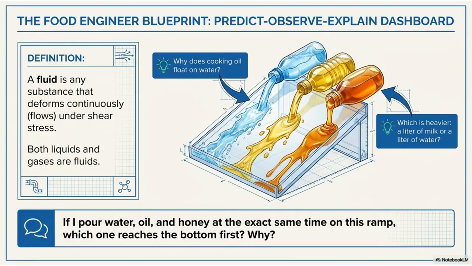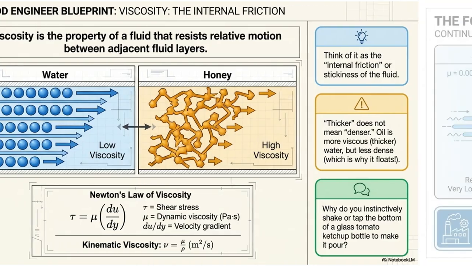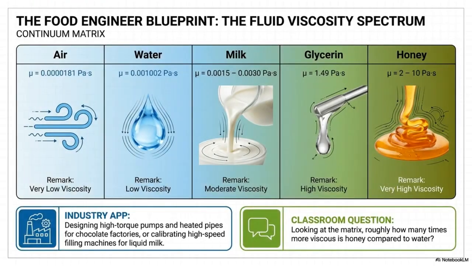Whether it's a gas or a liquid, the way they flow determines how we process them in the food industry. Understanding these differences helps us predict how they interact on surfaces like ramps. Viscosity represents internal friction. Water flows easily with low viscosity, while honey resists flow due to high viscosity. This property is governed by Newton's Law of Viscosity, relating shear stress to velocity gradients. This spectrum shows how viscosity varies significantly from air to honey.